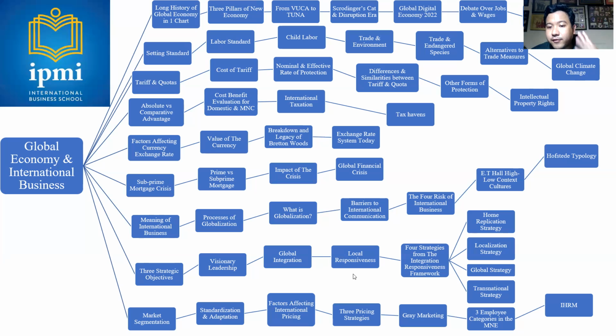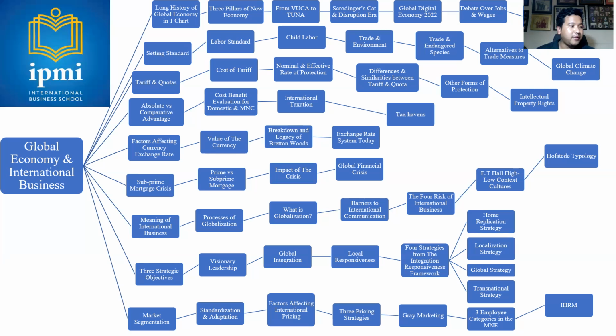And let's move along. There are four strategies from the integration responsiveness framework. First is the home replication strategy. In here, the product is designed for domestic customers and international business is pursued to extend the life of the domestic product and replicate the home market success. And next is the localization strategy. In here, the products and services are adapted to suit the needs and wants of buyers in each country. And next is the global strategy. In here, the global strategy seeks substantial control over all country operations in order to minimize redundancy. And the last of the strategies is the transnational strategy. It is similar to localization, but it retains sufficient central control of operations.